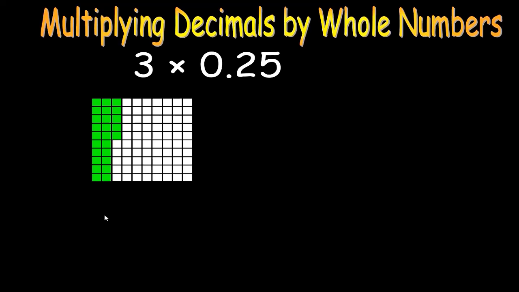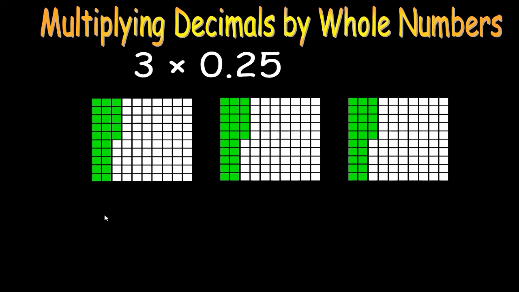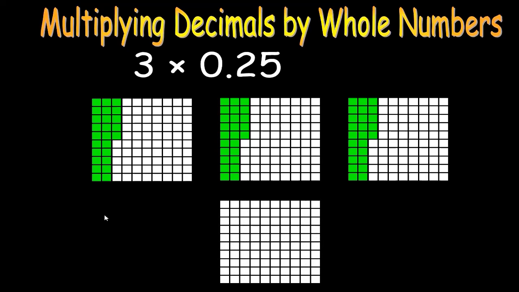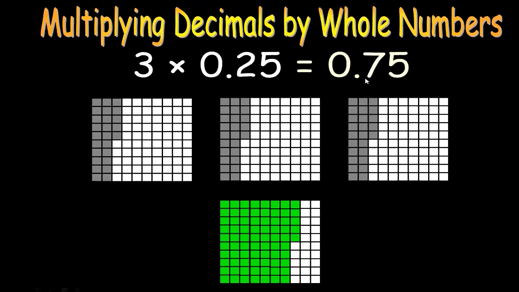We will repeat this amount 3 times. So this is 1, 2, 3. Then again we will try to combine these amounts to get the product. So the product is, let us count, this is 10, 20, 30, 40, 50, 60, 70, 1, 2, 3, 4, 5, 75 hundredths. So the product is 75 hundredths.